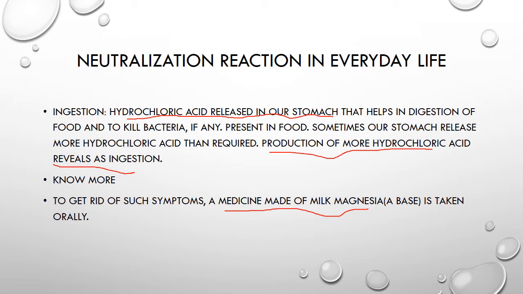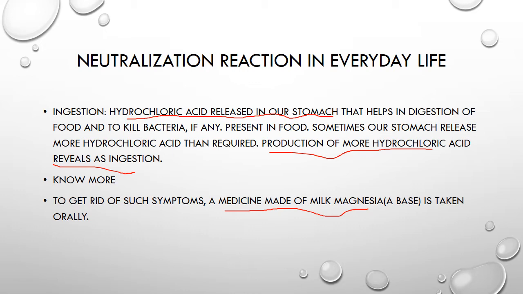The more production may cause a bit of pain, you will feel like cramps are coming, and the production of more hydrochloric acid causes indigestion. To get rid of such symptoms, a medicine made of milk of magnesia, which is a base, is taken orally. As it is a base, it neutralizes the hydrochloric acid and then we feel a bit better.